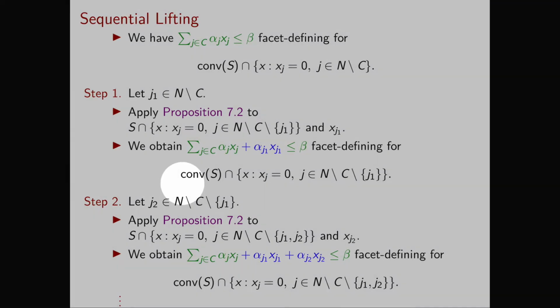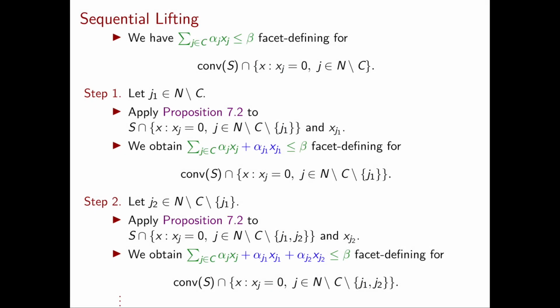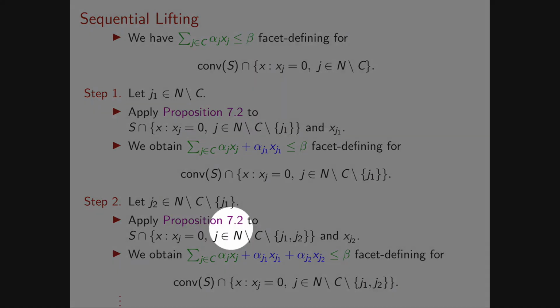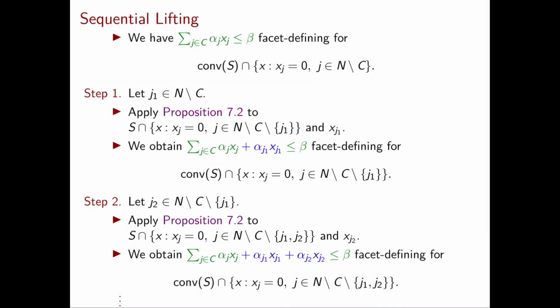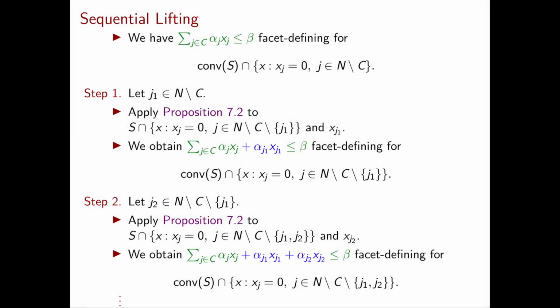In the second step, we take a j2, now it has to be in N minus C, but also minus j1, because now j1 has been lifted already. And now we apply again proposition 7.2, we want to lift xj2, and the set in the proposition must be S intersected with xj equal to 0 for every j in N minus C minus j1, j2. And again, due to the proposition, we are also able now to lift the second variable, and we obtain a facet defining inequality for the convex hull with xj equal to 0 for every j in N minus C minus j1, j2.